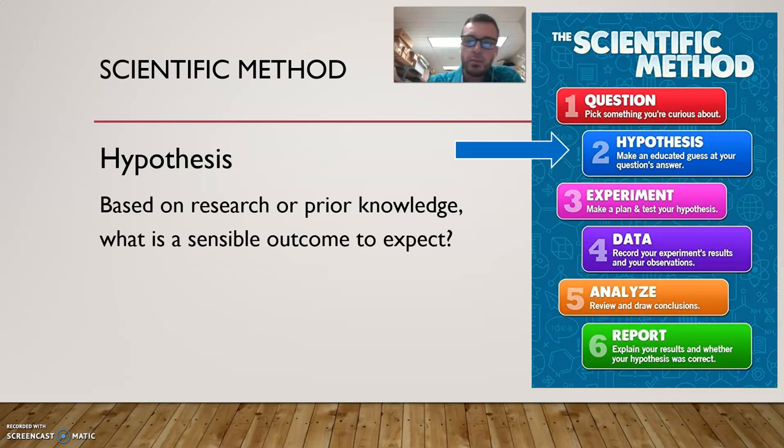The second part is making a hypothesis. All right, now some people call it an educated guess. I have a little bit of an issue with that definition. I like to say this way, based on research, because some people will say the second step is do research. Based on research or prior knowledge, maybe we've already explored this a little bit, what is a sensible outcome to expect?